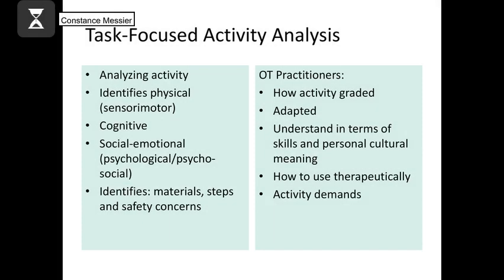On this slide, we're going to talk about task focused activity analysis. In this approach, we identify activities using the physical, which is the sensory motor, the cognitive, and social emotional components that are involved in a task. And we use activity analysis. We're going to describe the materials for the activity. We're going to look at the sequential steps of the activity. And very importantly, we're going to look at the safety concerns.